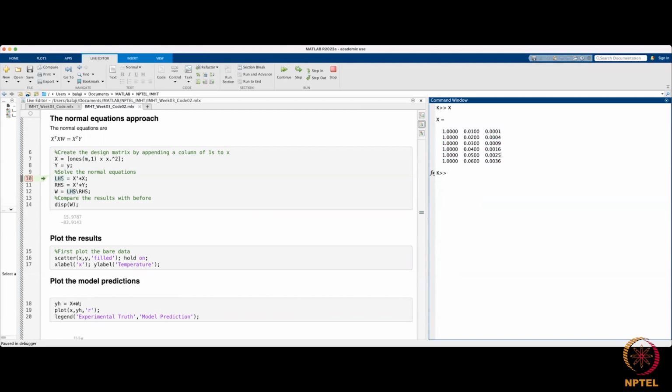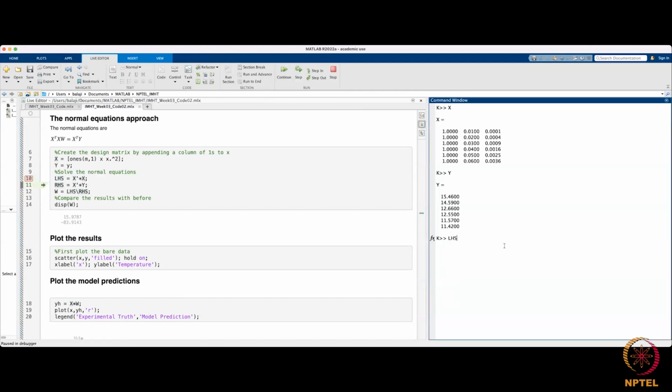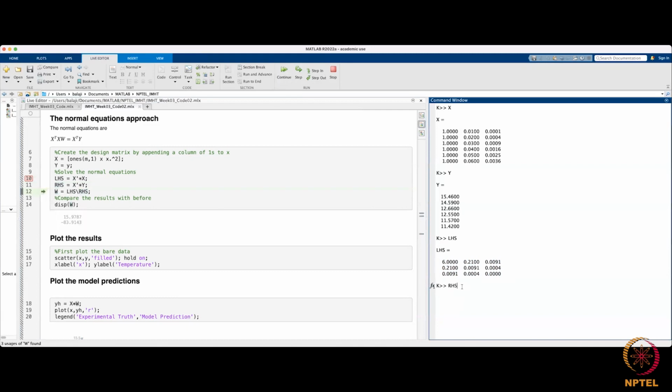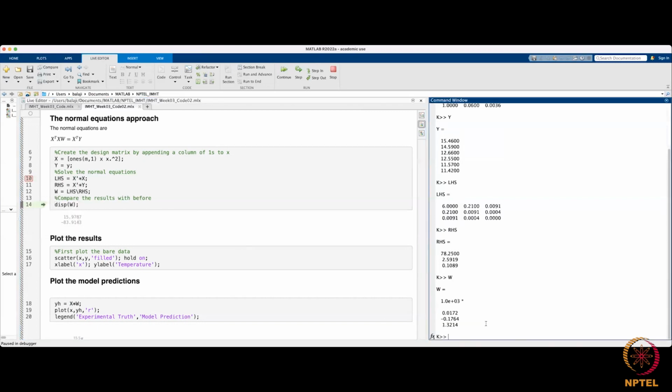Now y still remains the same. LHS has now become x transpose x. So now if I write out LHS, you will see this is now a 3 cross 3 matrix. This is just very small. Don't assume that the last element is 0. This is just a very, very small element here. So this is now a 3 cross 3 matrix, and RHS is still a 3 cross 1 matrix. And if I solve for W, this automatically recognizes that now you are going to have 3 features, or basically 3 coefficients, W0, W1, and W2.